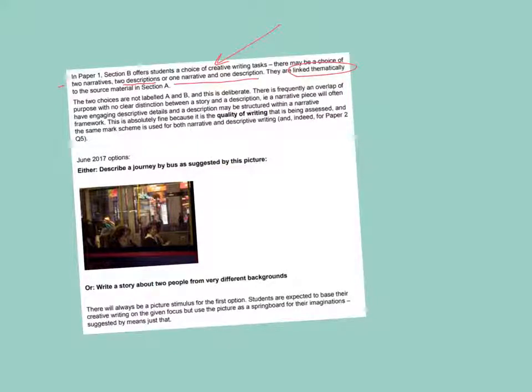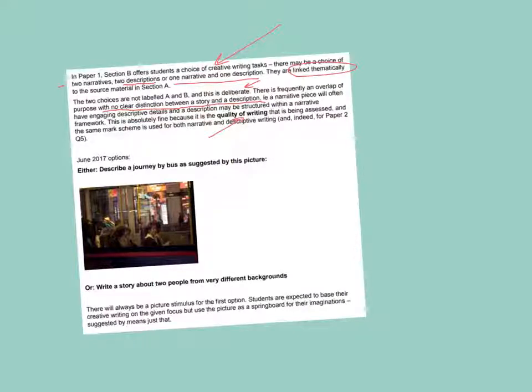So you remember Rosabelle in 2017 was on a bus, and the June 2017 stimulus, the picture stimulus, was a bus. And then the second one was two people from very different backgrounds, like Rosabel and her customer. They don't label them A and B, and they say this is deliberate. There's frequently an overlap of purpose, and actually they say there's no clear distinction sometimes between a story and a description. Narrative pieces will have engaging description, and description may be structured within a narrative framework. So it's a good idea that is well written that's being rewarded, which hopefully should be reassuring to you.